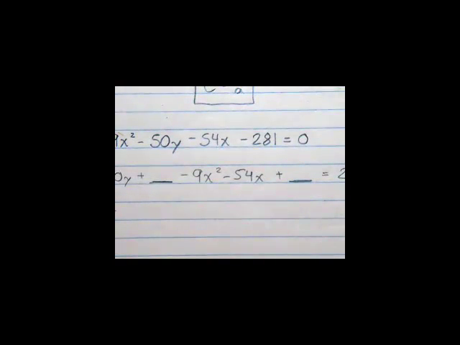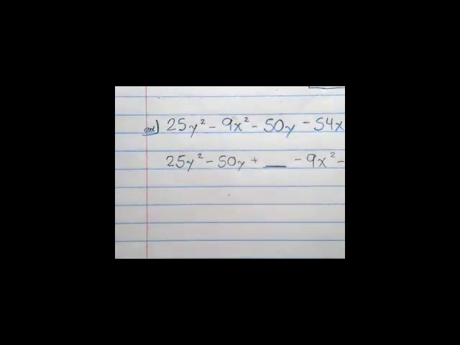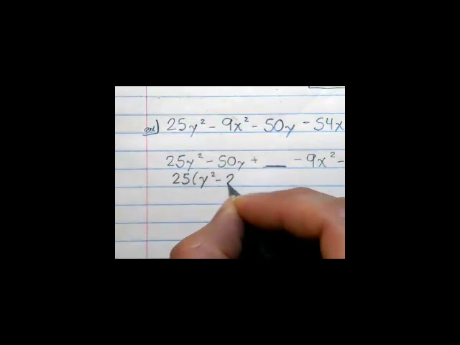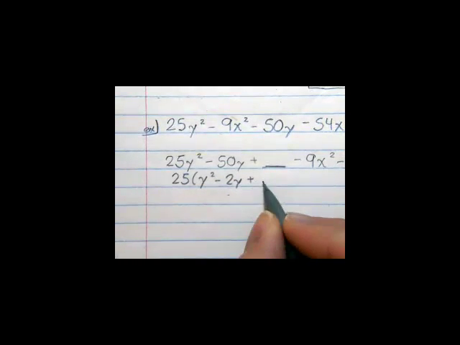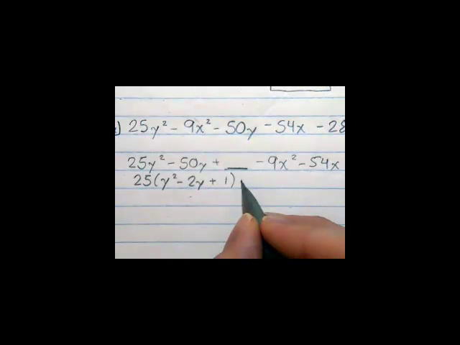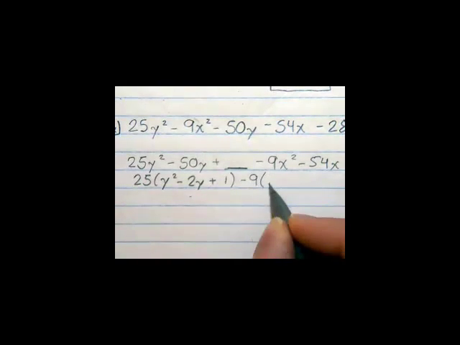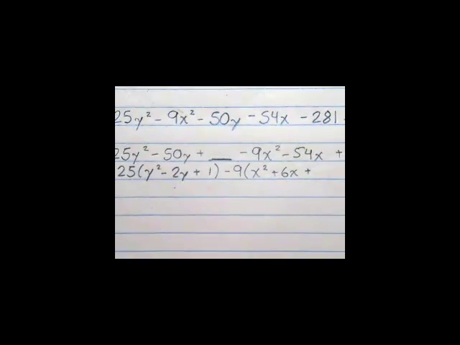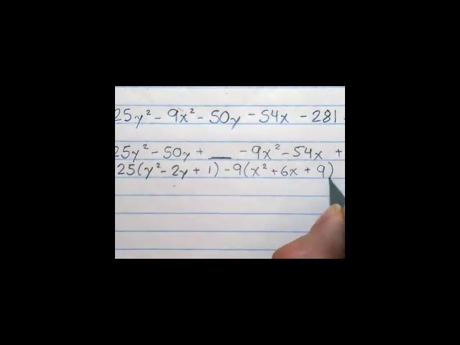Okay, then if we go through each one, the y's, what am I going to have to do to begin with those? Yeah, take out a 25. Then half of this squared is a plus 1. Now for these two, what can I take out? Yeah, and bring the negative along with it. If I take out a negative 9, I've got x squared plus 6x plus 9 to complete that square.